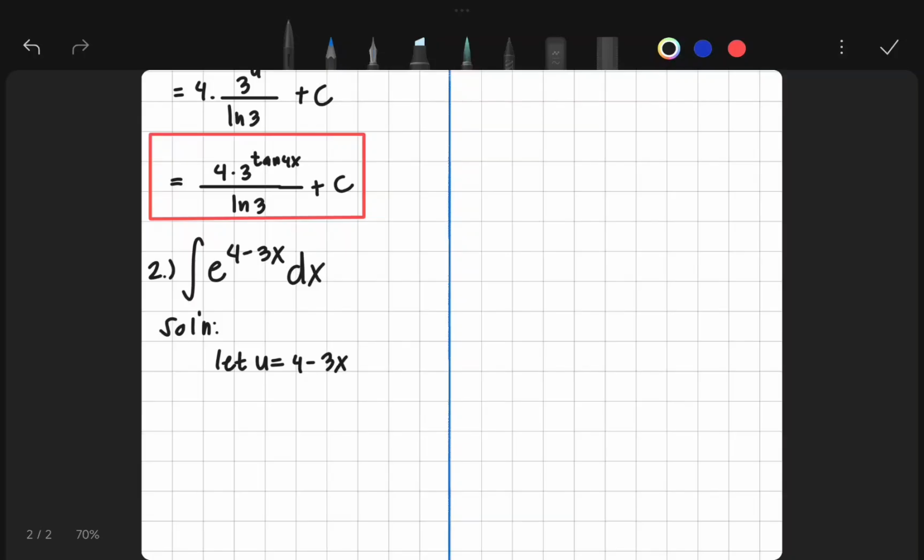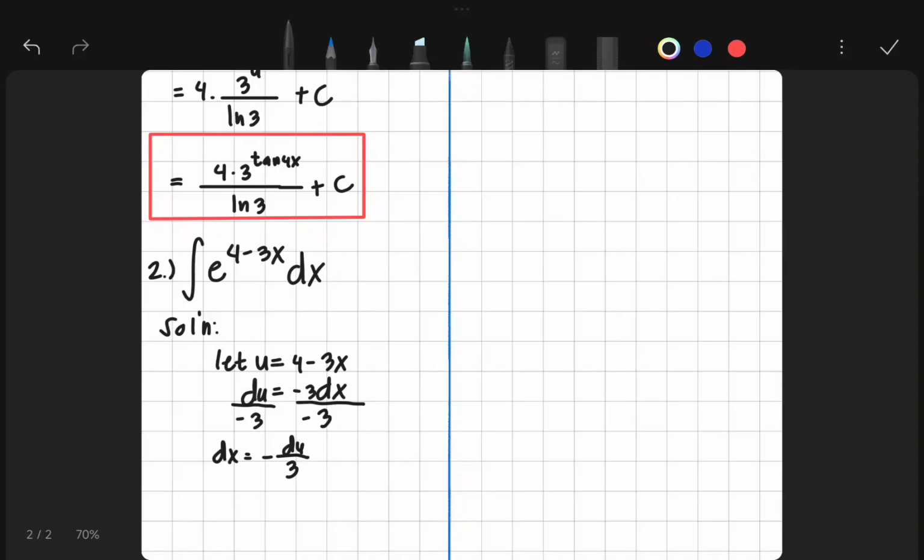After, you just need to differentiate it. So this will become the derivative of 4, which is a constant, and then we need to focus on the negative 3x, which gives negative 3 dx. Okay, and since for our integrand we only have the dx, we don't have a negative 3, I will divide both sides by negative 3. Okay, so that my dx is equal to negative du over 3.